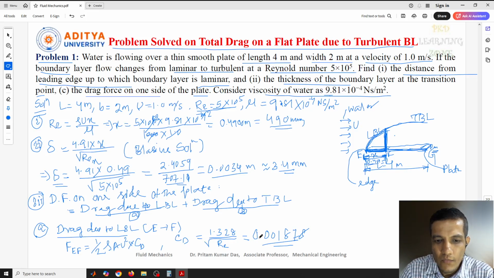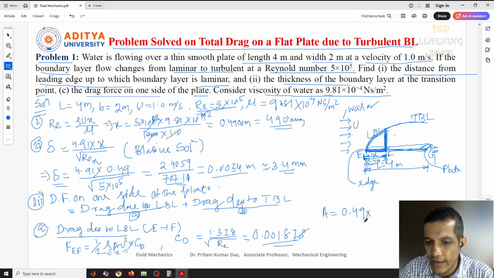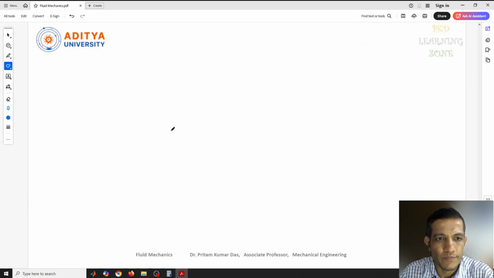Now the U value is given, the rho value is known, and the area needs to be calculated. The area of the plate is the length of the laminar boundary layer, that is 0.49, into the width B. So 0.49 into 2 is 0.98 meter square. This is the area. Now we can put the values in the equation.